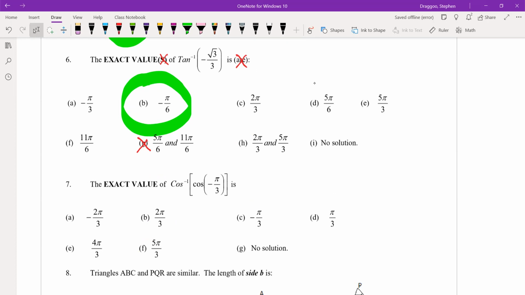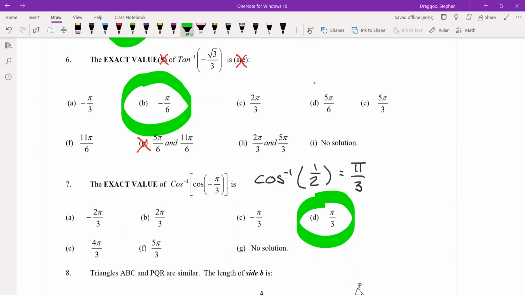And then what do we got next? The cosine inverse of the cosine of negative pi over 3. Well, let's start by evaluating the cosine of negative pi over 3, which is positive 1/2. So negative pi over 3 is coterminal to 5 pi over 3. Both of those angles are in the 4th quadrant, and cosine, being the x value, is positive in quadrant 4. So cosine of negative pi over 3 is positive 1/2, which means the cosine inverse of positive 1/2 is pi over 3. So pi over 3 is our correct answer here.